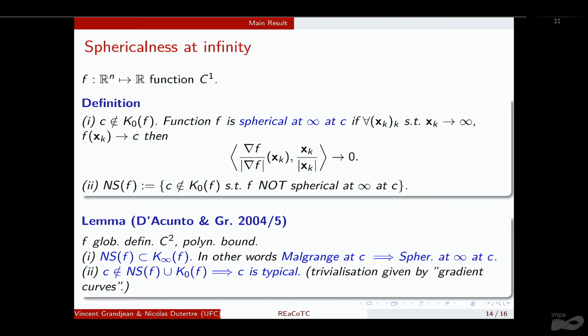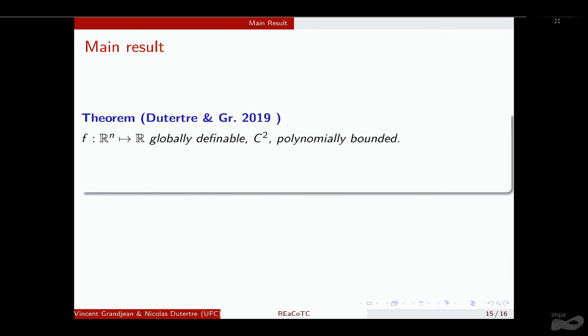I'm going too fast. So now if I pick a value which is not critical and at which the function is spherical at infinity, then the function has a bundle structure. The value is typical. Let's put it this way. I must point out that there exist sufficient conditions of trivialization which are much better than this one. But with regard to what we're able to prove with Nicolas, we don't know how to use this condition, and it's probably not true. So what is it we prove?